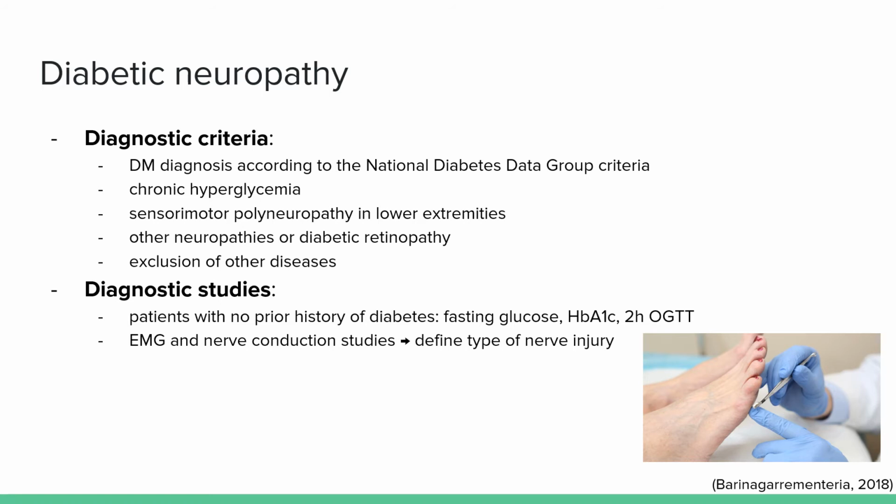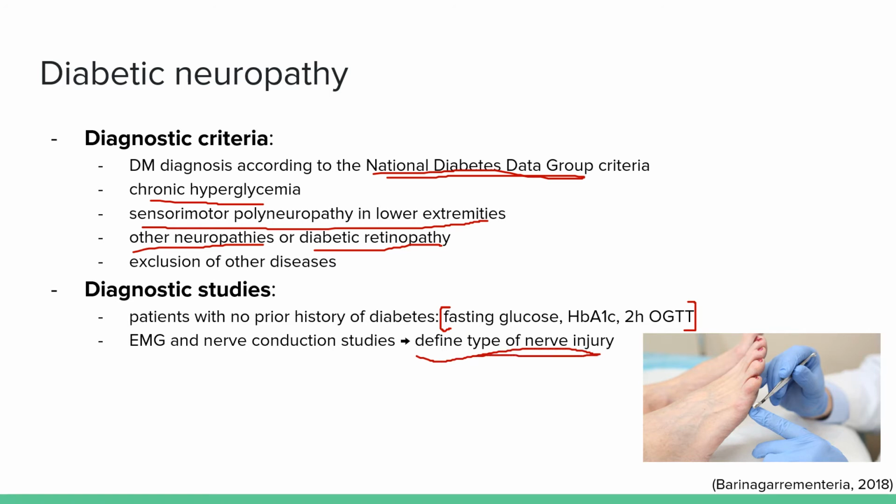We need the diagnosis of DM according to the National Diabetes Data Group criteria, chronic hyperglycemia, sensory-motor polyneuropathy in lower extremities, and other neuropathies or diabetic retinopathy. Also, we need exclusion of other diseases. For diagnostic studies, in patients with no prior history of diabetes but in whom we suspect diabetic neuropathy, we need to perform the appropriate studies for diabetes mellitus. EMG and nerve conduction study help us define the type of nerve injury.